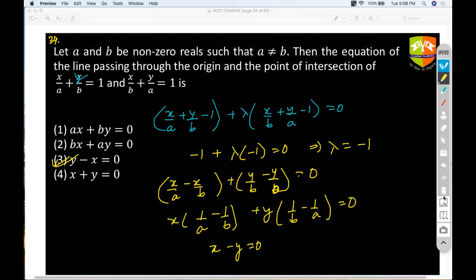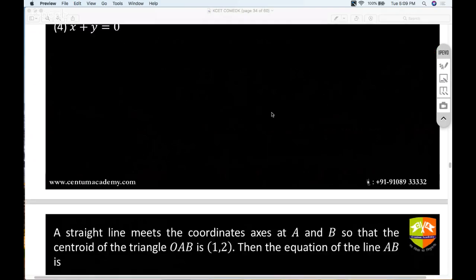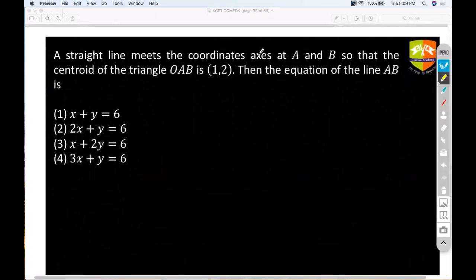Okay. So guys, whenever they talk about the point of intersection of lines, it's better to take the approach of family of lines. That would be very, very helpful in this regard. Let's move on to the 35th question. A straight line meets the coordinate axes at A and B so that the centroid of the triangle OAB is 1, 2. Then the equation of the line AB is.